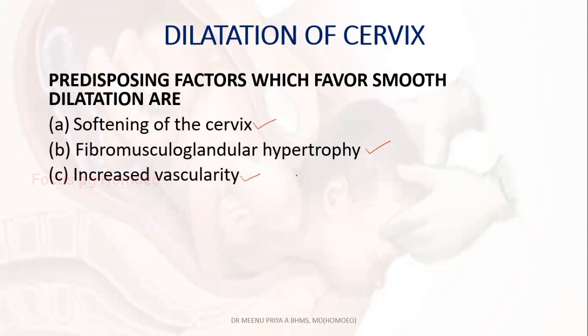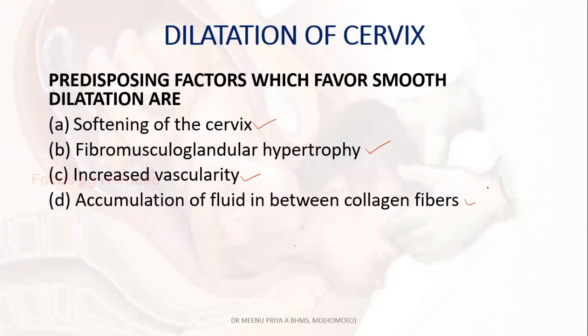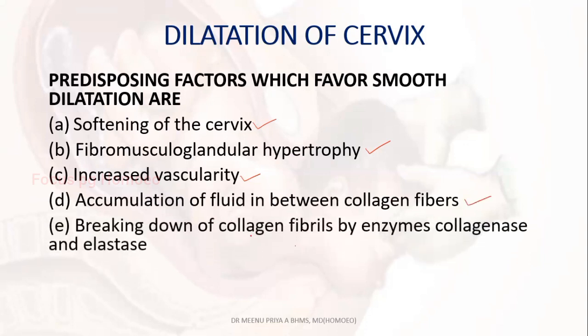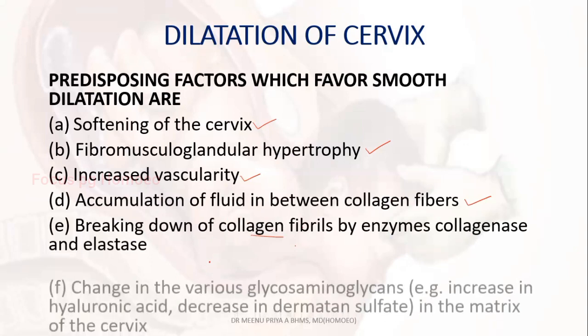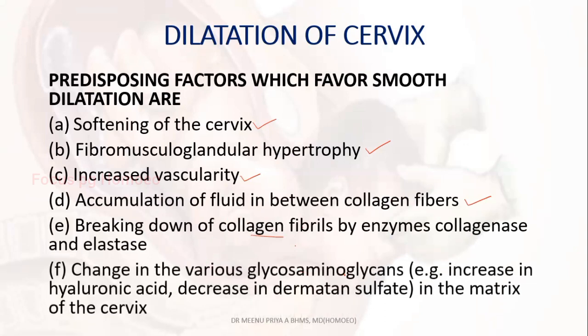These all we have studied in the physiological changes of pregnancy. We all know why physiological changes of pregnancy occur. It is mainly for the preparation for the delivery and the after-delivery phase, the preparation of the entire body. So these are the factors favoring dilatation: accumulation of fluid in between the collagen fibers, breaking down of collagen fibrils by the enzymes collagenase and elastase, and changes in various glycosaminoglycans, that is, increase in hyaluronic acid and decrease in dermatan sulfate in the matrix of the cervix.